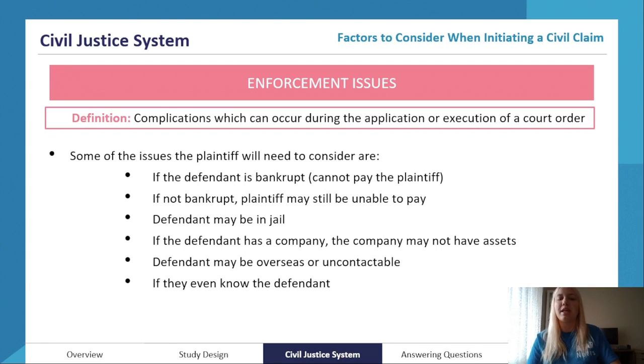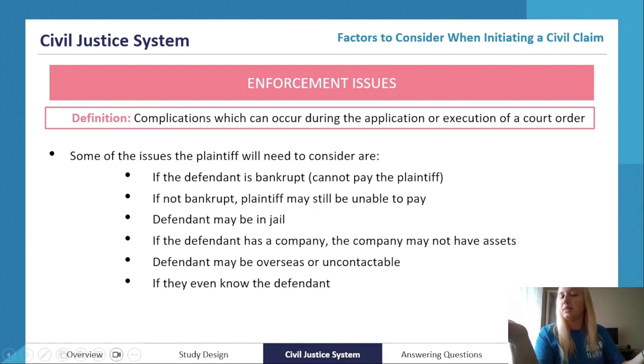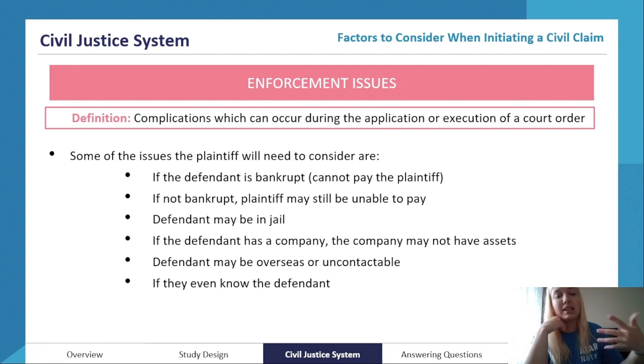So you need to know some examples. And these are commonly placed with stimulus materials. So be able to find ideas in your stimulus material. If the defendant is bankrupt, they cannot pay the plaintiff. That's why they cannot compensate them. That's why they cannot pay damages. They don't have any money. If not bankrupt, the defendant may still be unable to pay. If it's just a high sum, the sum is just too high for them based on how much money they have, defendant may be in jail.